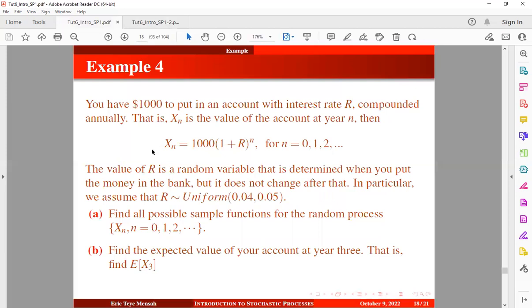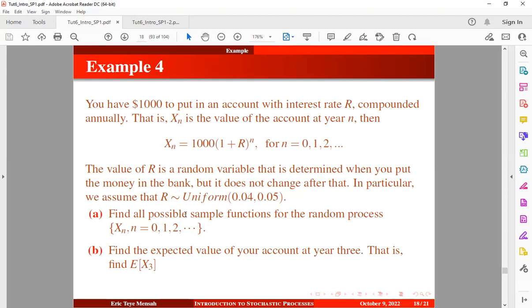You have $1,000 to put in an account with interest rates compounded annually. That is, X index N is the value of the account at year N. So we can have our process defined in this form. The interest rate, R, is a random variable that is determined when you put the money in the bank, but it does not change after that. In particular, we assume that R is uniformly distributed with a lower value of 0.04 and an upper value of 0.05. So basically the interest rate ranges from 4% to 5%.